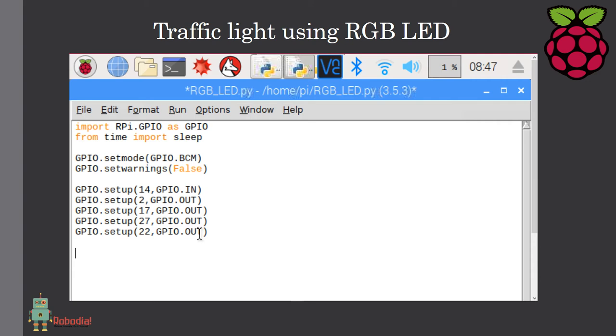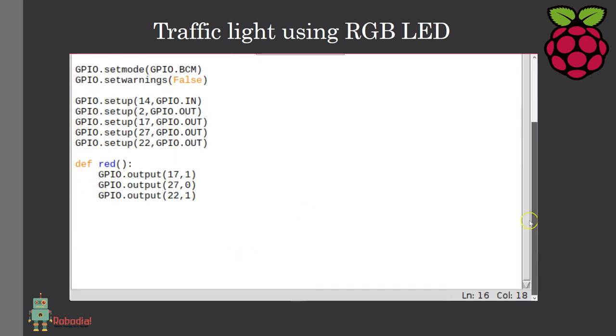For getting the yellow color, I am defining the functions. So let me define the functions first for red color. For red, as red is already on the RGB, GPIO.output 17, 1. As red is already on my RGB, and that's why I have taken here 1 to be in on state. Copy this, paste again. Here comes the 27, and I am putting the green one on the off state and blue one also on the off state. So this is my function for the red color.